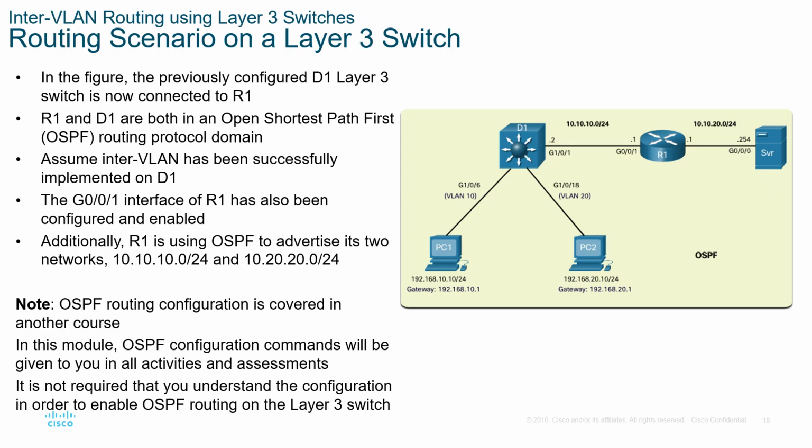So in this figure here, the previously configured D1 layer 3 switch is now connected to R1. R1 and D1 are both in the Open Shortest Path First routing protocol that you see here. You will learn about OSPF in Cisco 3, but this is your routing protocol. So both of these devices need to be told that they're going to be utilizing OSPF.